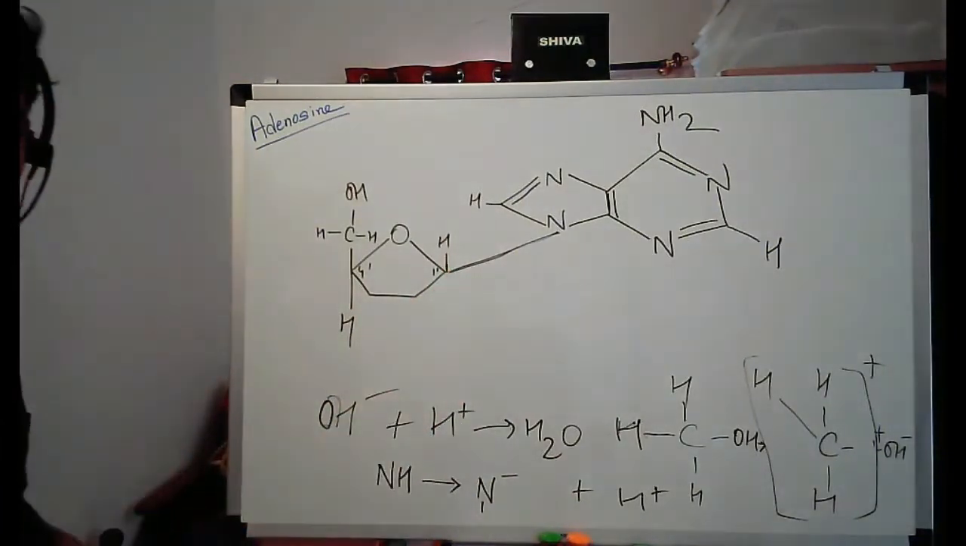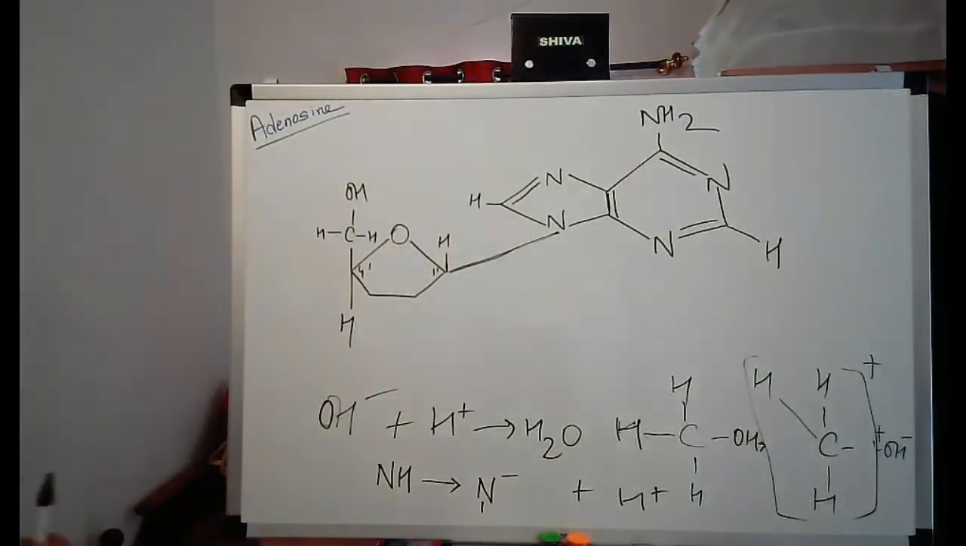This is how adenosine is formed. I hope everything is clear over here. If you want, you can copy that one down. We'll now move on to guanosine. Of course, I'll show you the phosphate formation, like attachment of the phosphate bundles.